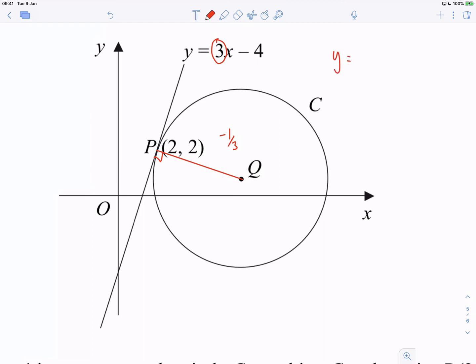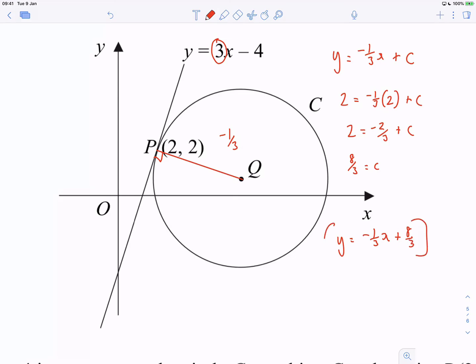So y equals minus a third x plus c. And I know it has the point, it's touching the point 2, 2. That point is on the radius. So the equation of the line P to Q is 2 equals minus a third of x, which is 2 at that point, plus c. So 2 equals minus 2 thirds plus c. If I add 2 thirds, that's going to be 8 thirds. So it looks like y equals minus a third of x plus 8 thirds.